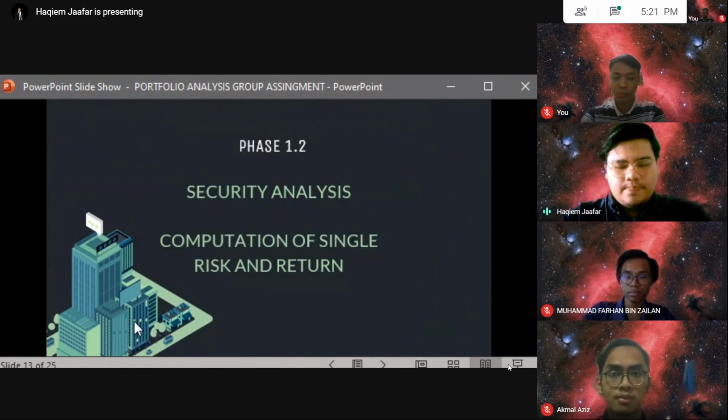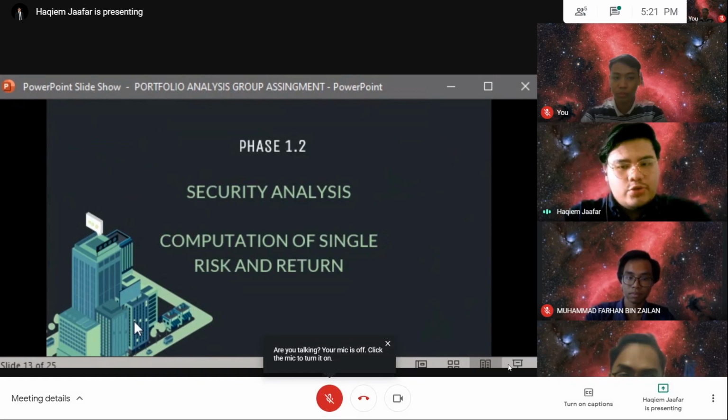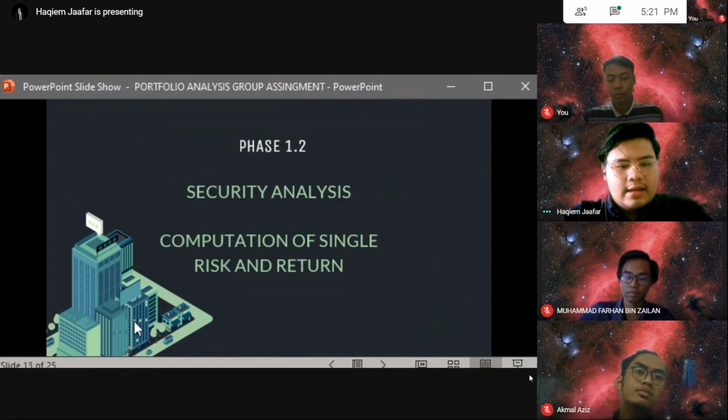So, we are going to phase 1.2, security analysis, the computation of single risk and return. I would like to invite Farhan to explain regarding this calculation.